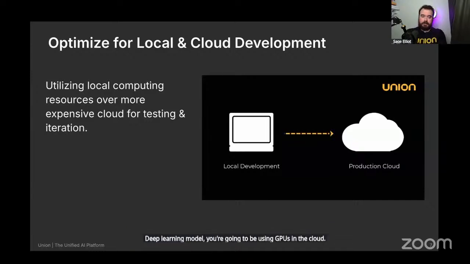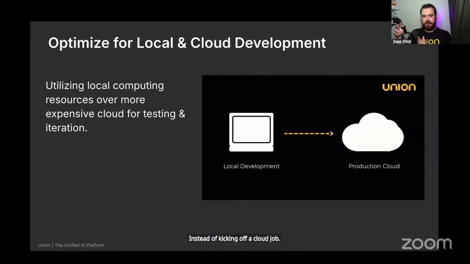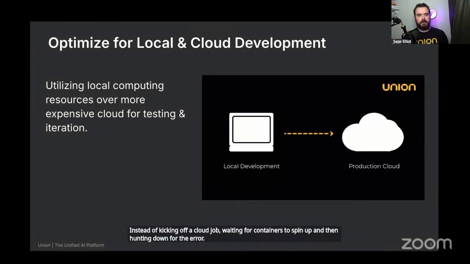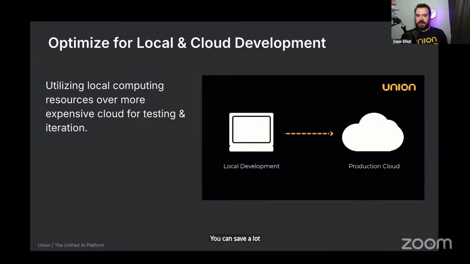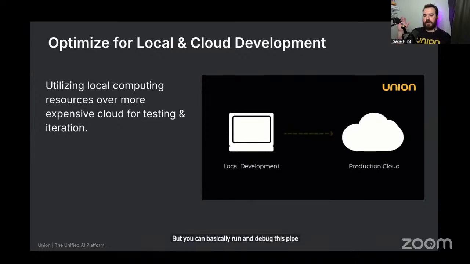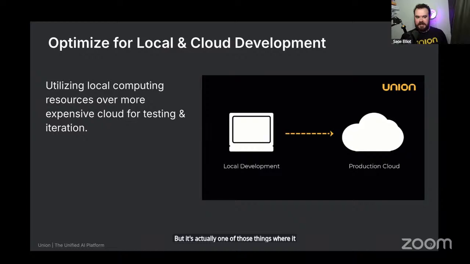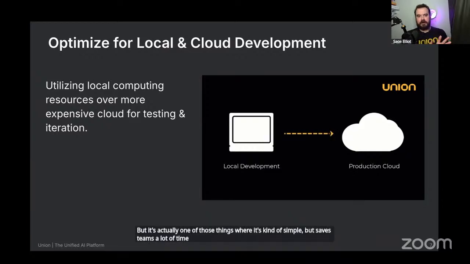But when you're building your pipeline for the first time, and as you do when you code, bugs pop up. Instead of kicking off a cloud job, waiting for containers to spin up, and then hunting down the error, you can save a lot of time by developing a version of your pipeline that maybe even uses a smaller model, maybe uses a small sample of the data set when you run it locally. But you can basically run and debug this pipeline locally before you kick off a cloud production job. So this sounds like a no-brainer kind of thing, maybe. But it's actually one of those things where it's kind of simple, but saves teams a lot of time. So when you're building out your pipeline infrastructure, this is one thing I recommend people think about.